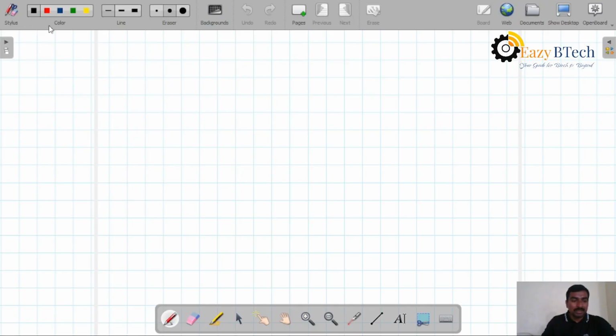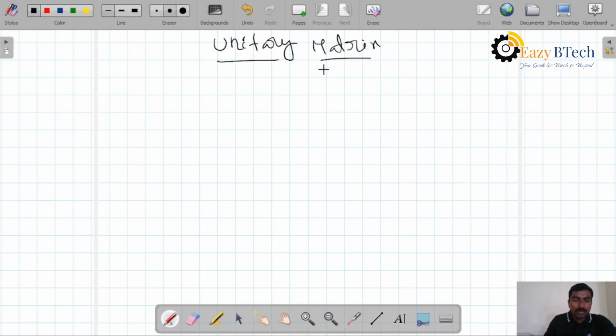Our today's topic is unitary matrix. Before going to discuss this unitary matrix, first we have to discuss one note. What is that note? In the previous class, we discussed about Hermitian and skew Hermitian.